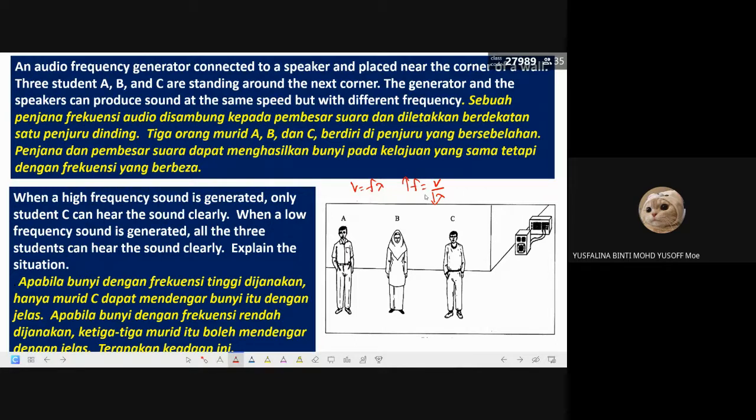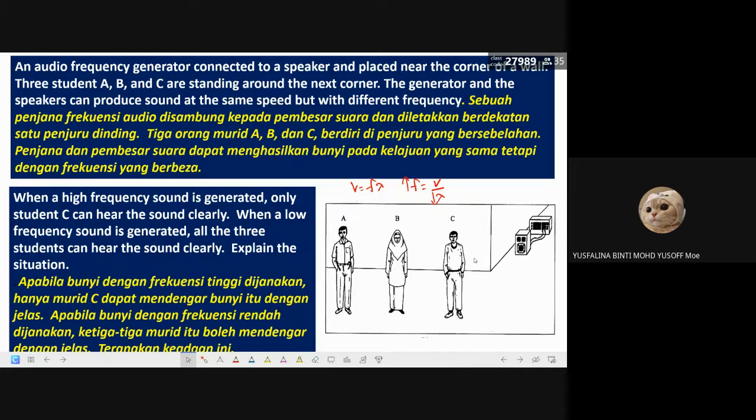And you already know diffraction depends on two factors. The first one is the size of the slit or barrier. The second one is the wavelength. So if you want the diffraction to become more obvious, you need a higher wavelength. Here, when you increase the frequency, the wavelength decreases, and of course the effect of diffraction of sound also decreases. So that's why only student C can hear, because the sound is less diffracted. Why? Because you decrease the wavelength, since you increase the frequency.